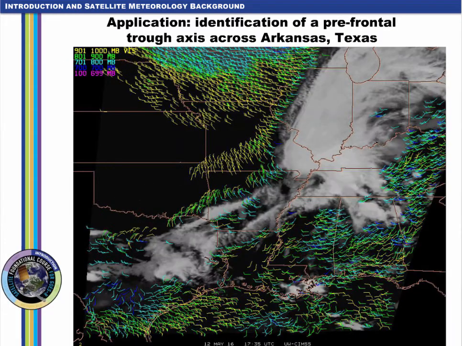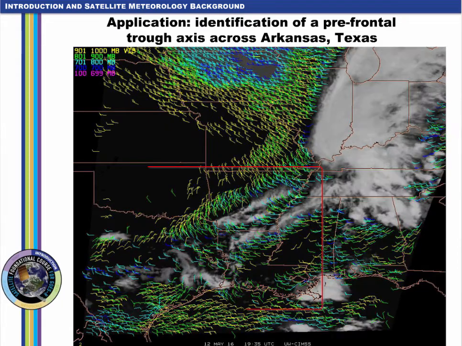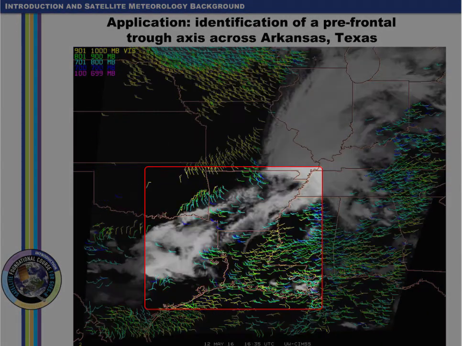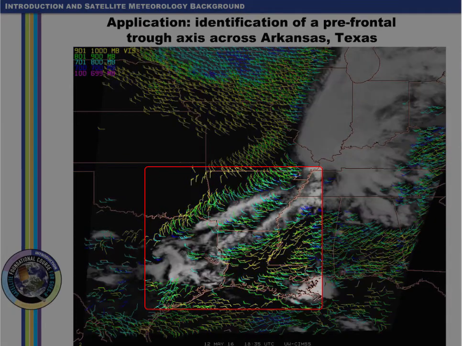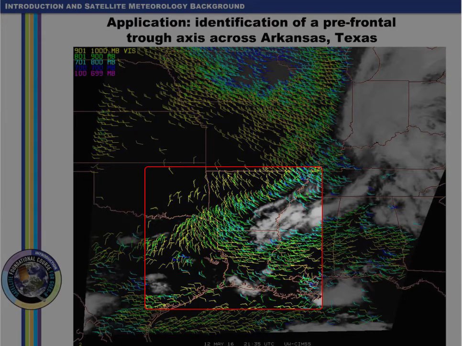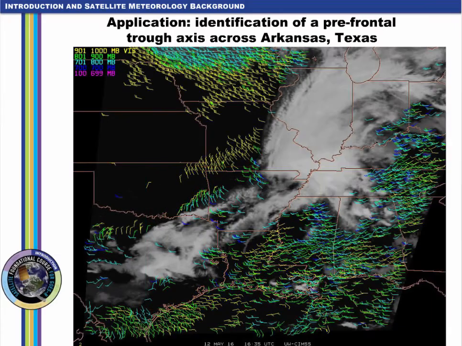Another example highlighted on the Hazardous Weather Testbed blog was a pre-frontal trough axis that was oriented from northeast to southwest across Arkansas and Texas. The visible derived motion winds added confidence in the location and movement of this boundary.